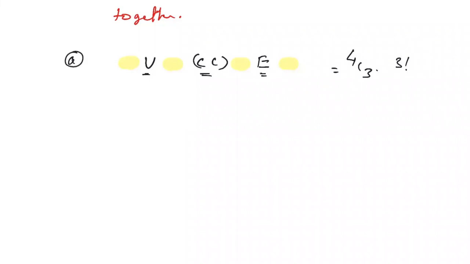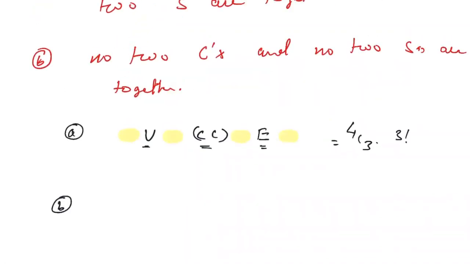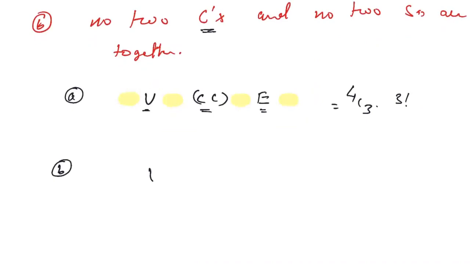No 2 S are together, but 2 C's are together, right? Okay, now the second part, when we have to see no two C's are together also. If I go for U, C, C, and E, how many gaps do we have? 1, 2, 3, 4, 5. 5 gaps we have. So 5 gaps I can fill with 3 S's. So 5C3 into 1, 2, 3, 4, factorial 4 by factorial 2.